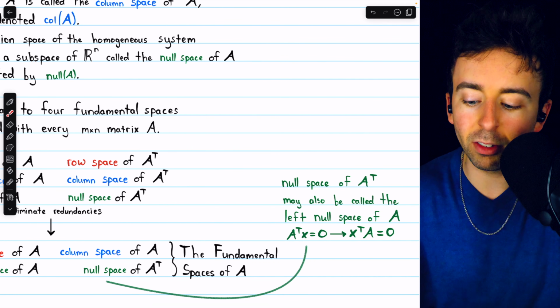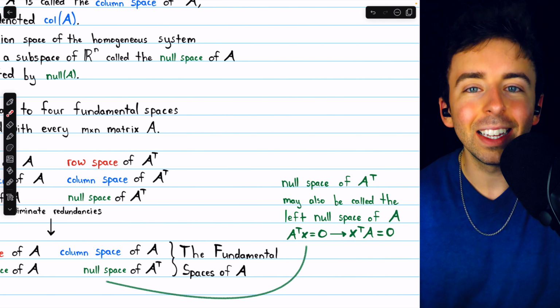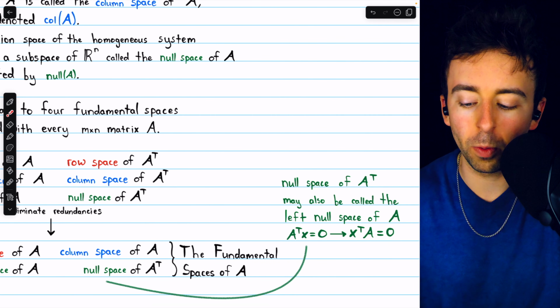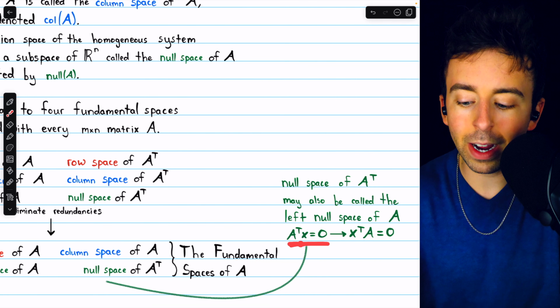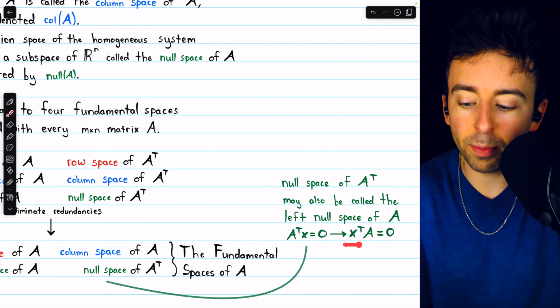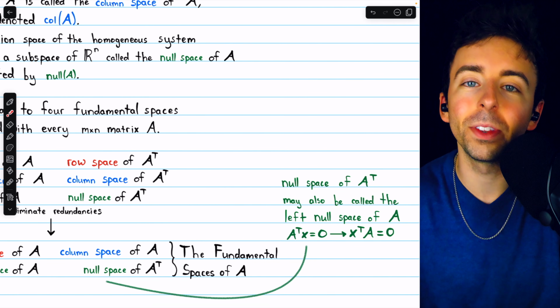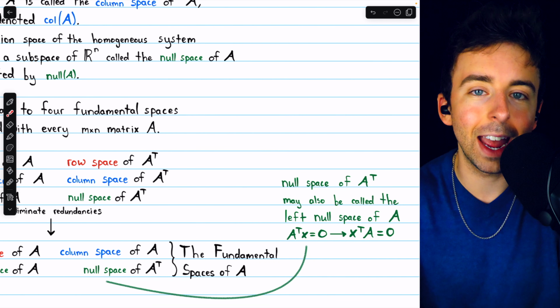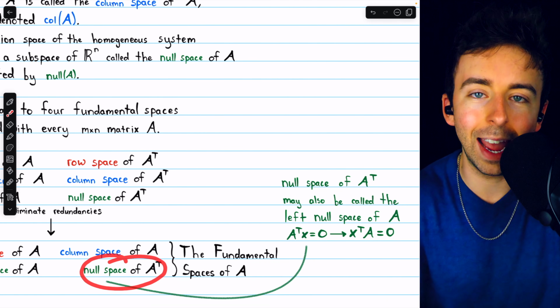And so we arrive at this equation: x transpose on the left times A is equal to 0. And so this may be called the left null space of A. So the null space of A transpose is a lot like the null space of A, but with the unknown on the left. And so it may be called the left null space of A. But for this video, we're going to continue regarding it as the null space of A transpose.